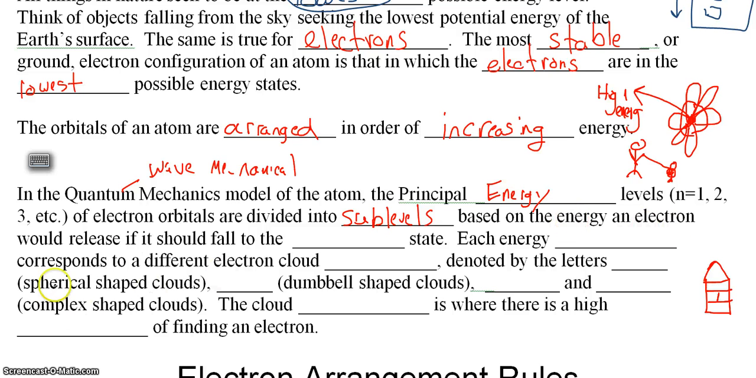Based on the energy an electron would release if it should fall to the, you should be thinking, ground state. Each energy sublevel corresponds to a different electron cloud shape. So back to our house model. Just like you call one room the bathroom and one room the kitchen, we call each sublevel the S, the P, the F, and D.